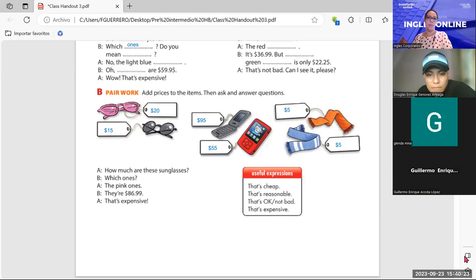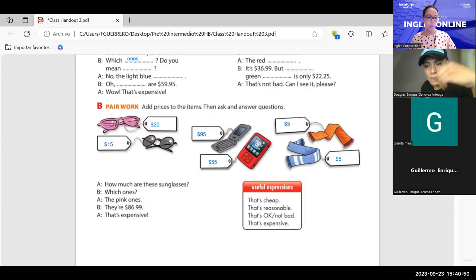Any other question about the vocabulary? That's cheap. Es cuando algo nos parece barato. That's cheap. Y la última, that's expensive. Es cuando algo nos parece caro. Oh, that's expensive.